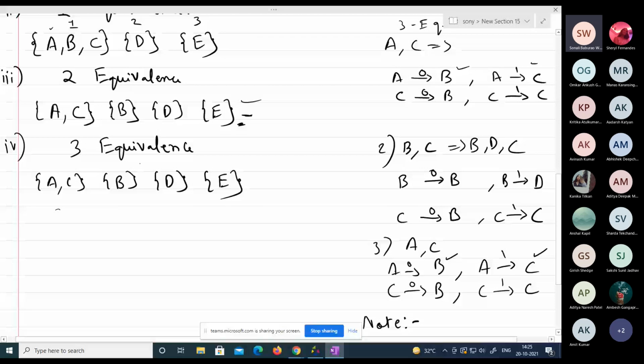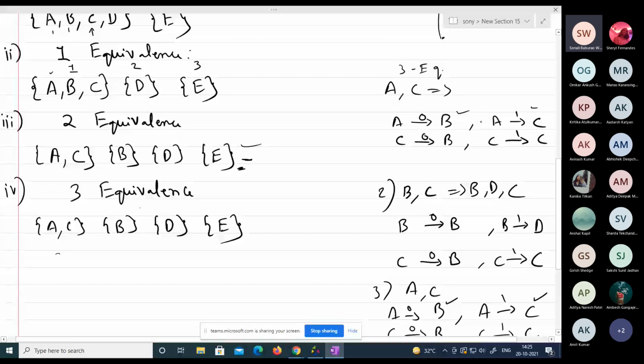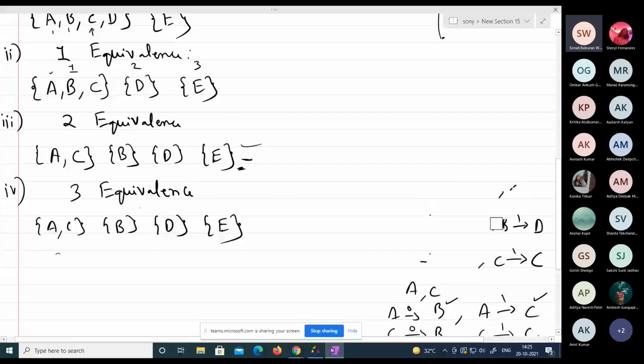So it says that you have minimized that. Only this much can be minimized. More than this cannot be minimized. So we have minimized the DFA till this much. After this, it is not possible to minimize that DFA. Hence, we stop over there.